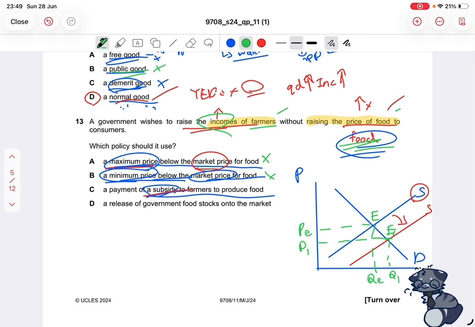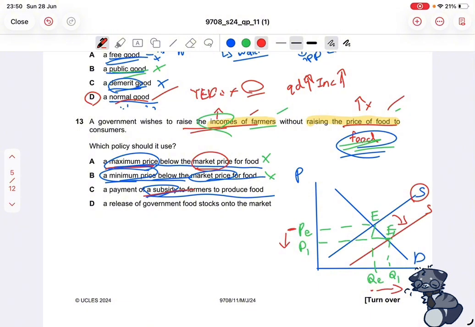So what do you notice? Well, the original price was here and it has decreased, and the original quantity was here and it has increased. So does that check out with what the question is asking for? Well, it asks, does it increase the incomes of farmers?